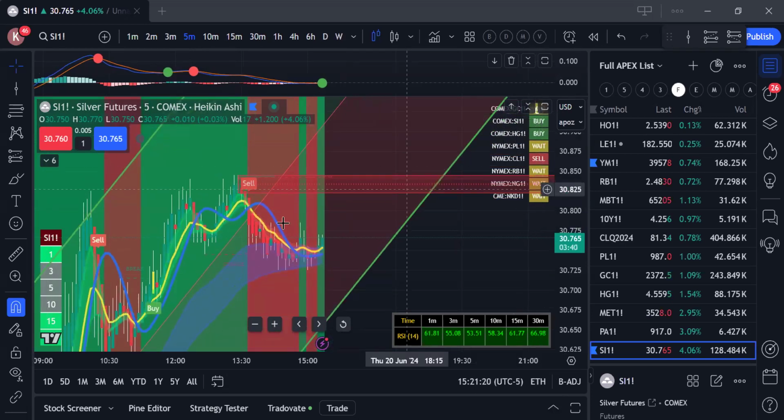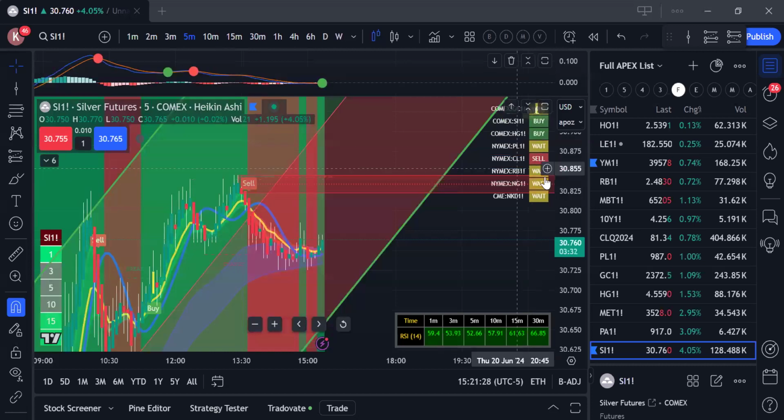Yeah, this is telling silver is good for buy, copper is good for buy, crude oil is good for sell. So when the scanner gives those, then all the others are wait. So you don't take anything. When the scanner gives that, then you can go here.